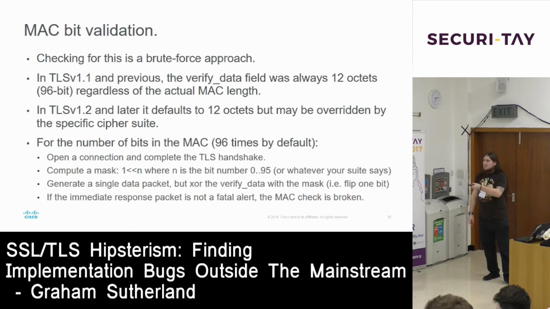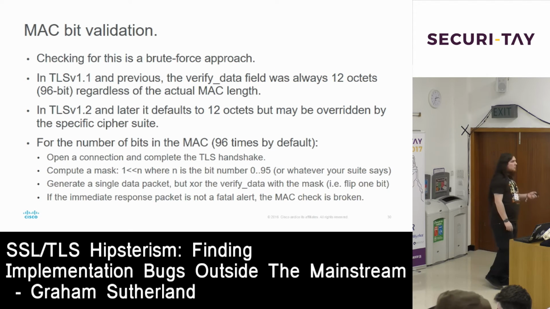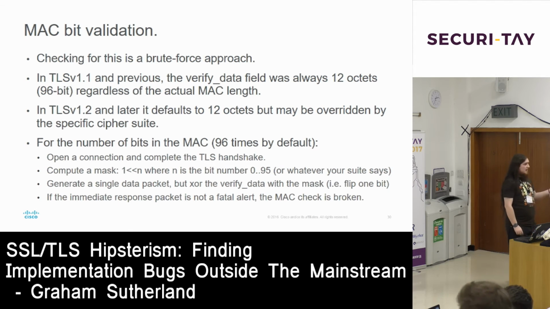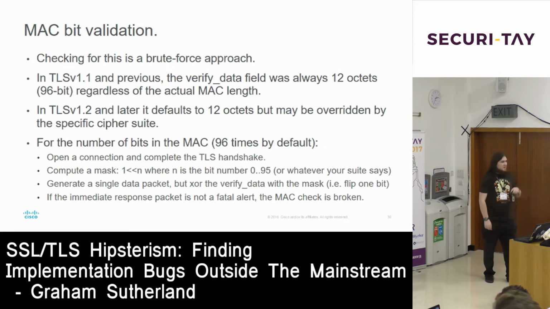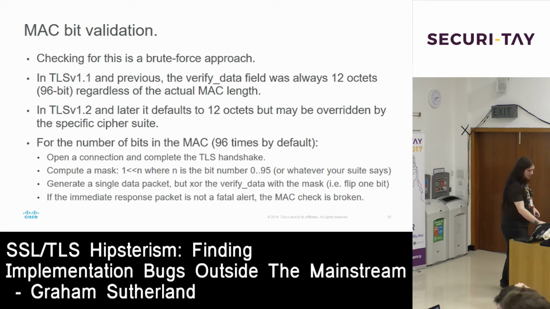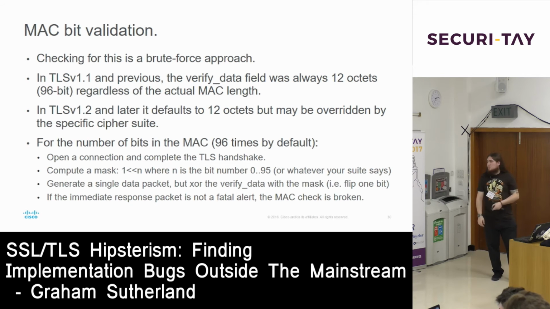And of course, this gets a little bit more complicated in TLS 1.2 because then you've got to check based on the particular cipher as to how long that is. So a good trick with that is pick any arbitrary TLS v1.1 or before cipher suite, check with that. Then pick your shortest and your longest TLS v1.2 cipher suites that specify an overridden length, and that way you're going to cover most of your bugs.